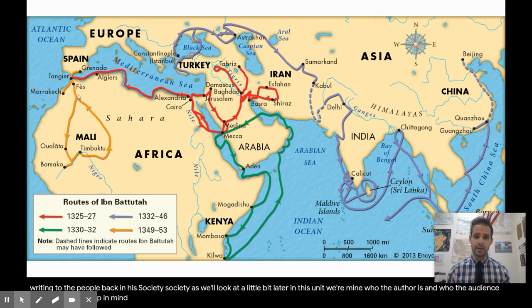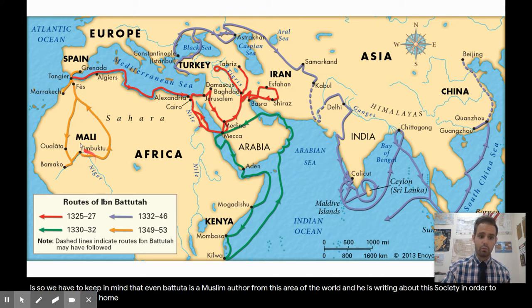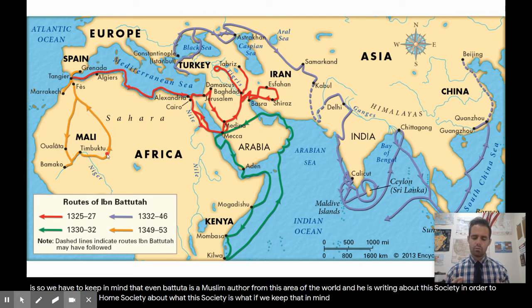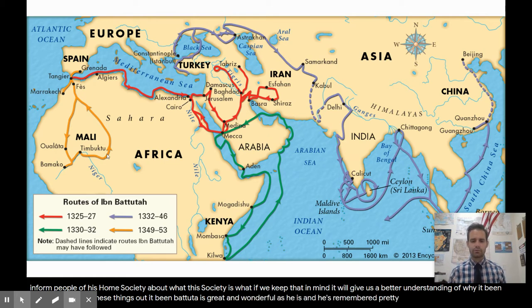So we have to keep in mind that Ibn Battuta is a Muslim author from this area of the world, and he's writing about this society in order to inform people of his home society about what this society is like. If we keep that in mind, it will give us a better understanding of why Ibn Battuta is pointing these things out. Ibn Battuta is great and wonderful as he is, and he's remembered pretty well throughout history.